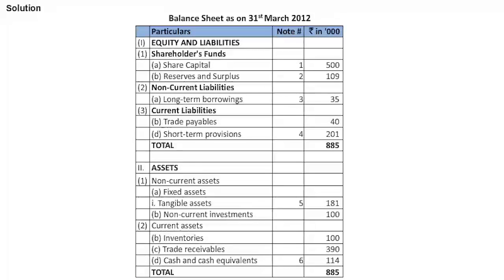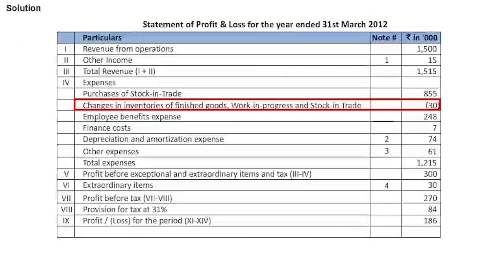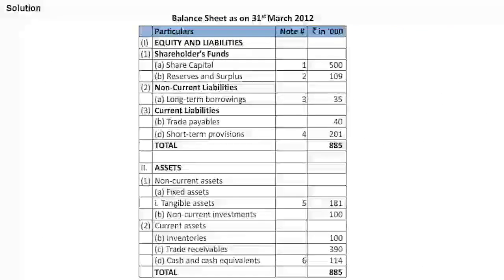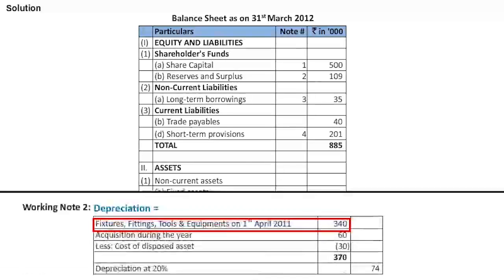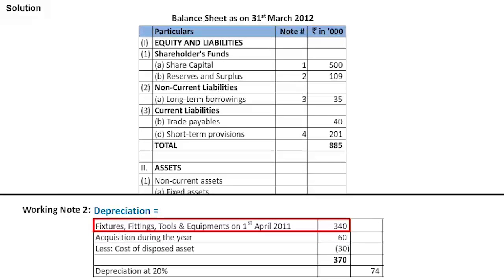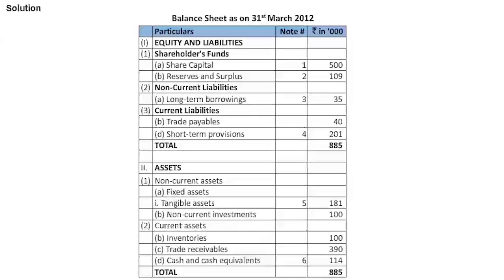Then this is your opening stock given in the trial balance. So it will be part of the changes in the inventories. So as I said, basically opening stock minus closing stock, the net amount will be shown here. Then creditors 40 and debtors 390, part of your balance sheet. So creditors will be part of your current liabilities, 40, and then debtors part of your current assets, 390. 340, that was the opening fixtures, fittings, tools and equipments as per trial balance. That was part of your tangible assets. So this is done. Trial balance is done.